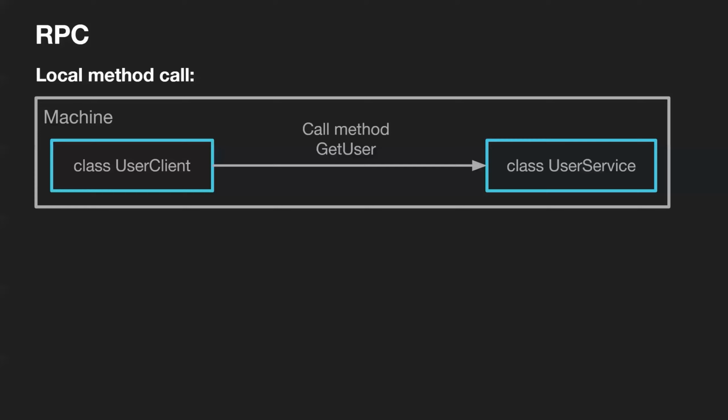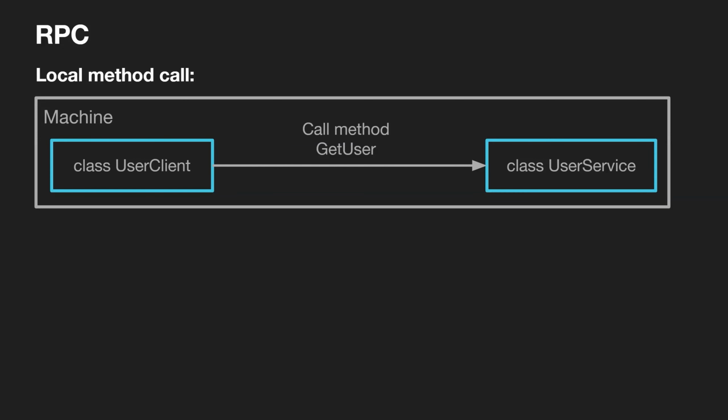Locally in an application when we are doing programming. For example, let's say we are programming in an object-oriented language, then we have an object. In this example, it's an object of the type user client, and we have another object called user service. And if it's a local method call, then it is happening in one single machine in one application process.